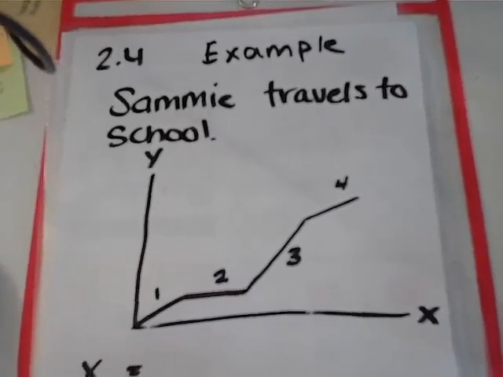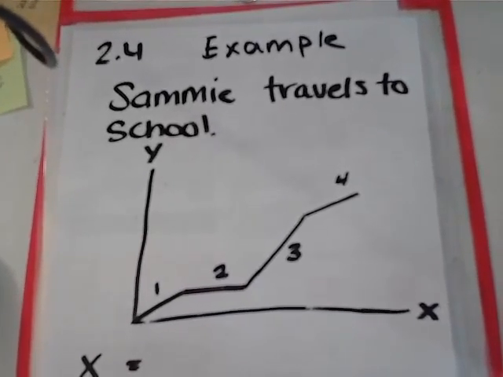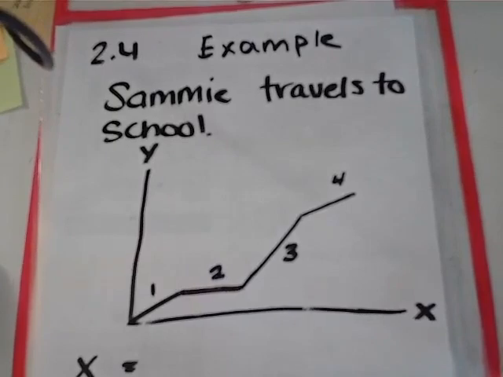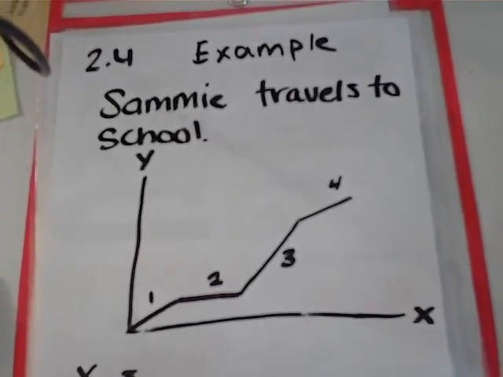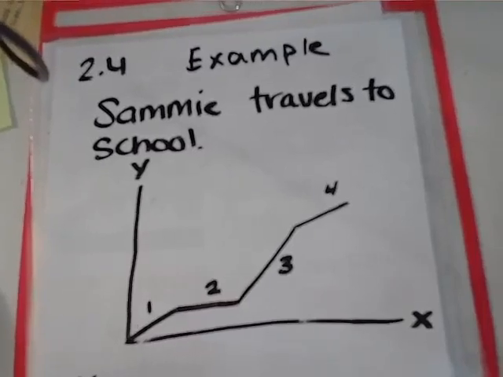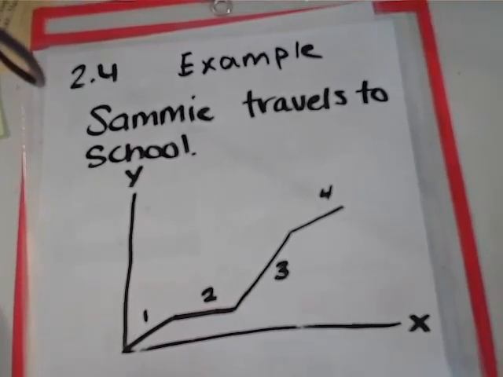Today we are looking at an example for Unit 2, Lesson 4, where we're looking at a graph and trying to interpret it. So in this example, we have graphed Sammy's travels to school, so what his rate of movement is as he's heading to school.